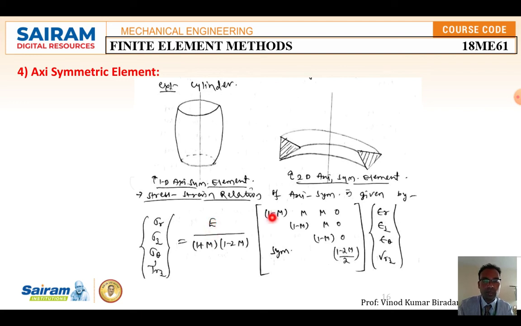Okay, it is symmetric. Here one side is symmetric, and I have shown the mark on one side. So it is a 4 by 4 matrix: 1 minus mu, mu, mu, 0; mu, 1 minus mu, mu, 0; and so on, with the last term (1 minus 2 mu) by 2. This is a direct formula. And the strains are in the r direction, z direction, theta direction, and gamma rz. You have to remember this, and this side is similar to this one. If you fold it, you get the same values here. Otherwise you can write mu. So this is the stress strain relationship for the axisymmetric element.